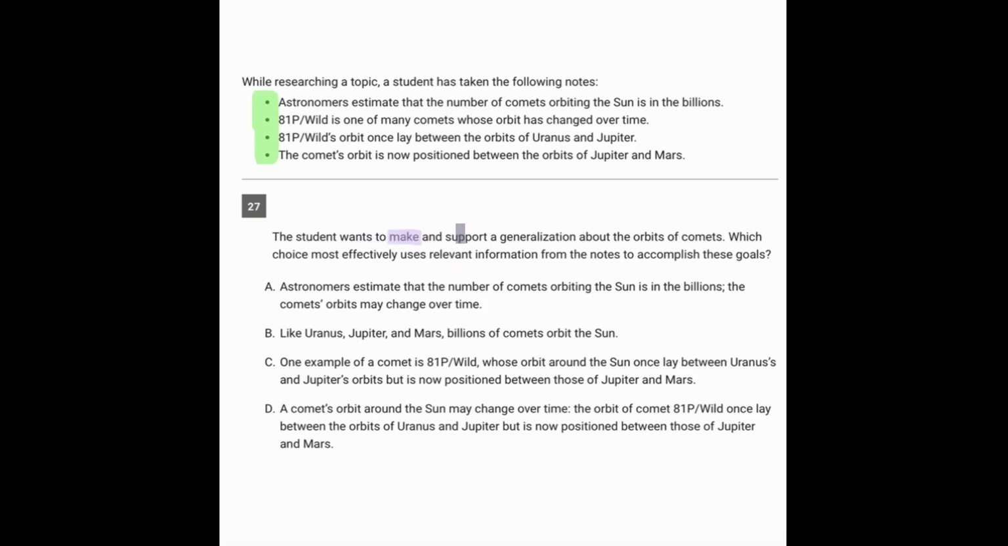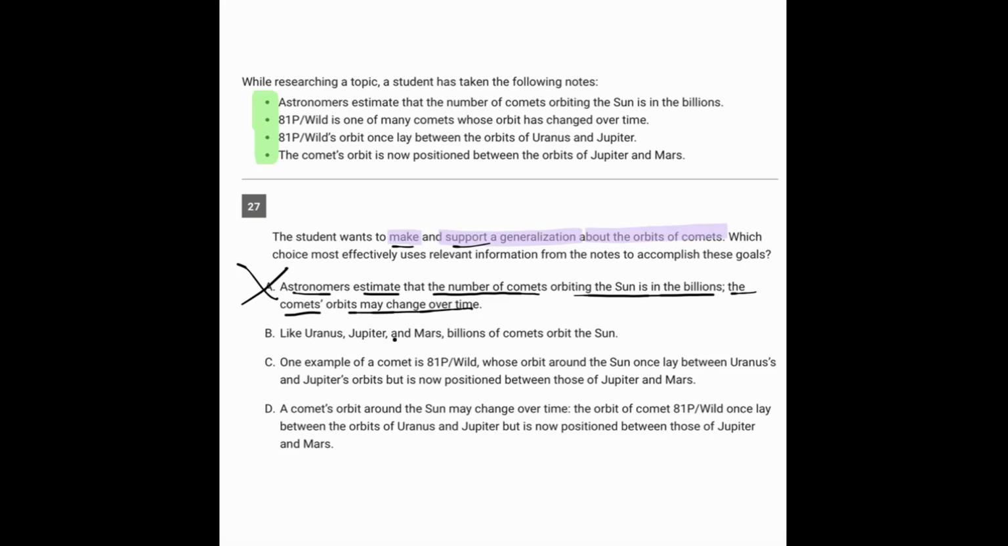The student wants to make and support a generalization about the orbits of comets. So we need a generalization to be both made and supported. So let's start looking. A says the astronomers estimate that the number of comets orbiting the sun is in the billions. The comets' orbits may change over time. Well, there I definitely see a generalization, but I don't see support. I don't see a quote or a stat that backs it up.